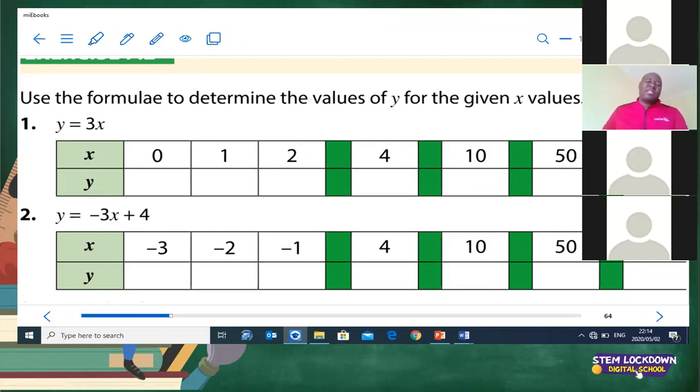And you see the difference now. It's no more the same as 3x.